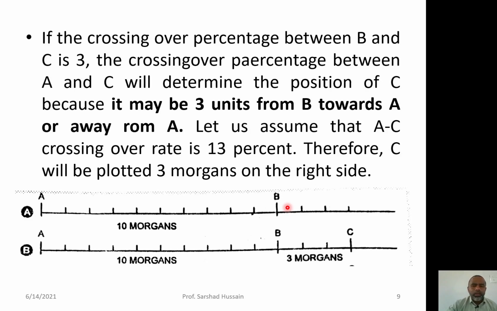Now, look at the other one. Say for example, this C, let us try to locate C. Say for example, you have seen that the percent of crossing over between B and C is 3%. So, both chances are there, that you place this C 3 units apart on this side, the left side, or you place this C to the right side. Now, in order to determine the position of C, you also determine the percentage of crossing over, or the percentage of recombination, between A and C.